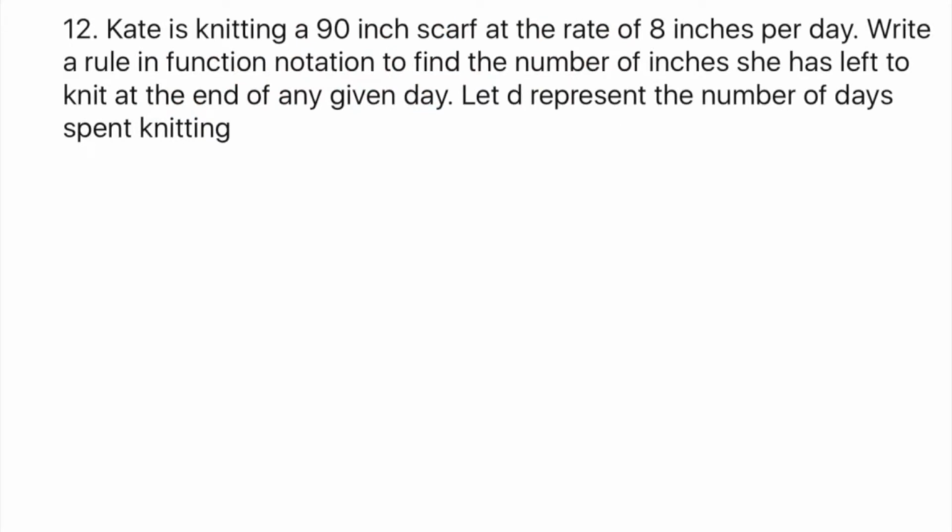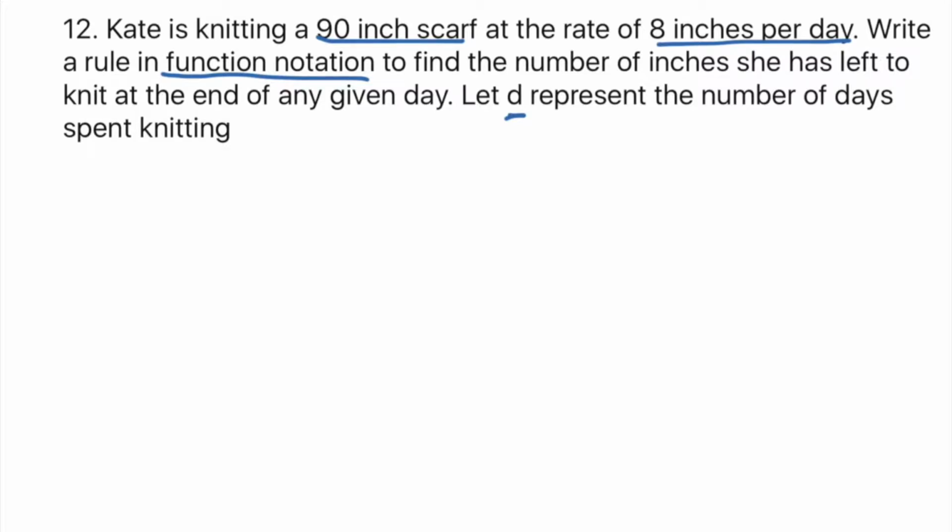Number 12, Kate is knitting a 90-inch skirt at the rate of 8 inches per day. Write a rule in function notation to find the number of inches she has left to knit at the end of any given day. Let D represent the number of days spent knitting. We know she has a 90-inch scarf and she's doing 80 inches per day.